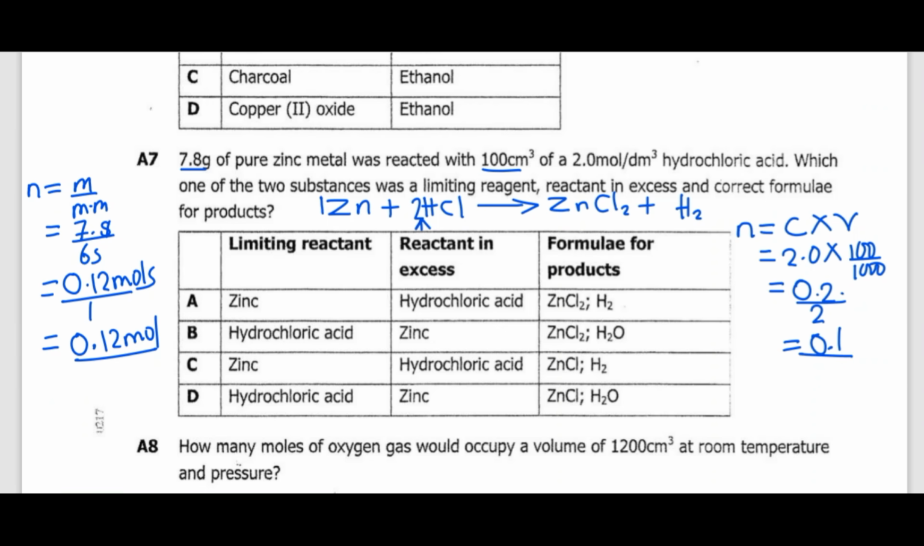Now we need to compare. Between the number of moles of zinc and that of hydrochloric acid, we have to compare which one is the smaller one. So you can see that 0.1 is smaller than 0.12. So HCl is our limiting reagent.